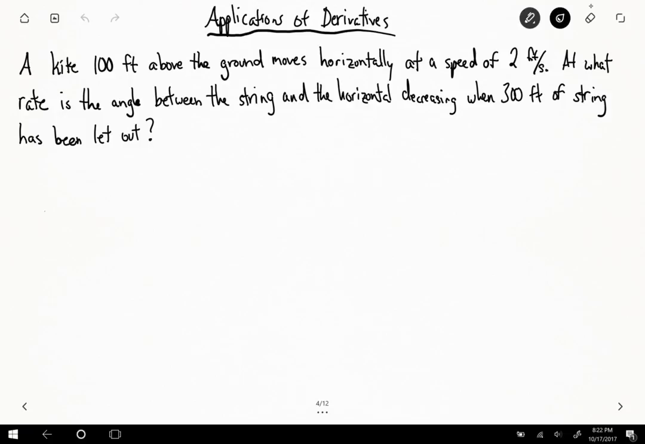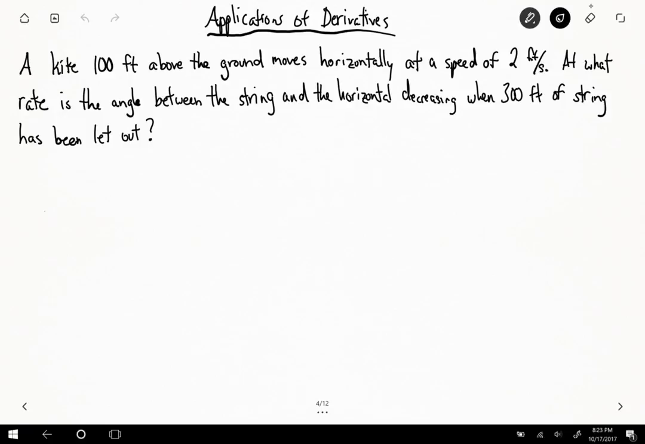The first one we'll take a look at is this kite problem. And the reason why this was chosen is a lot of people struggle with this on the homework. So I wanted to make sure that in terms of related rates we get to see this problem, and then we'll work on another one that's a little bit different we haven't seen before. So we have a kite 100 feet above the ground, moves horizontally at a speed of 2 feet per second. At what rate is the angle between the string and the horizontal decreasing when 300 feet of string has been let out?